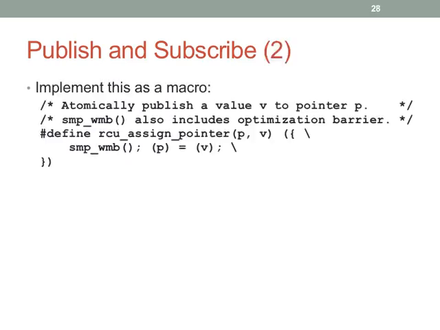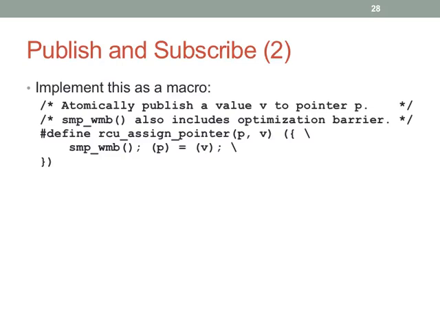So we have a macro. I'm going to show you a full implementation of RCU. It's crazy, but it fits on a single slide. So we want to atomically publish a value to a pointer. So we have this macro, RCU assign pointer. I don't know if you've seen macros of this form before, but it's a nice, simple way of injecting code into your program.